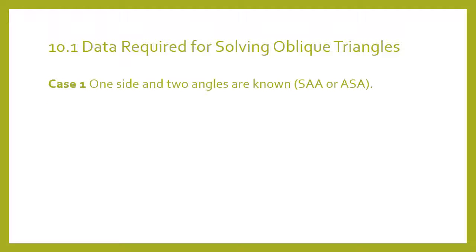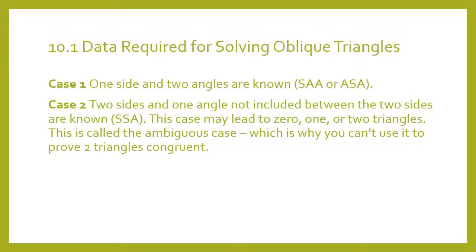Now, when we're solving oblique triangles, there are some different cases we have to consider. One is if we know one side and 2 angles, and the side can either be in the middle or not. If we know one side and 2 angles, then we're good to go. We can use the laws that we're going to be talking about in this section and the next, and we can find the remaining sides and angles that are missing. So 2 angles and a side, no problem.